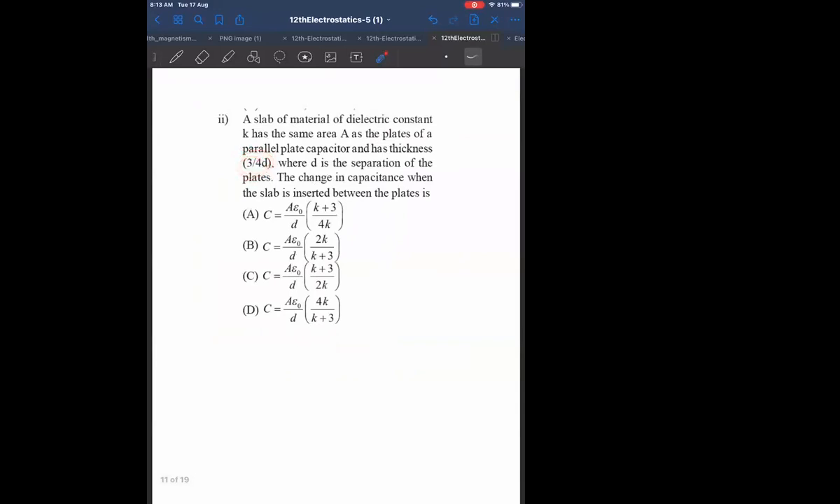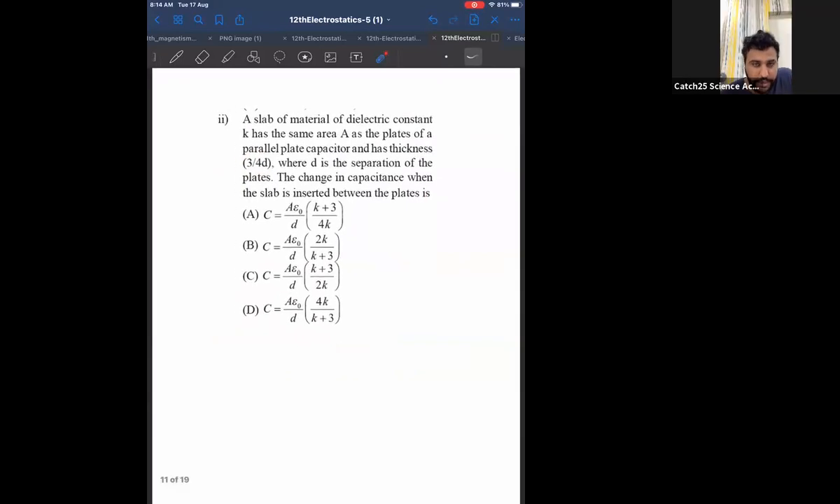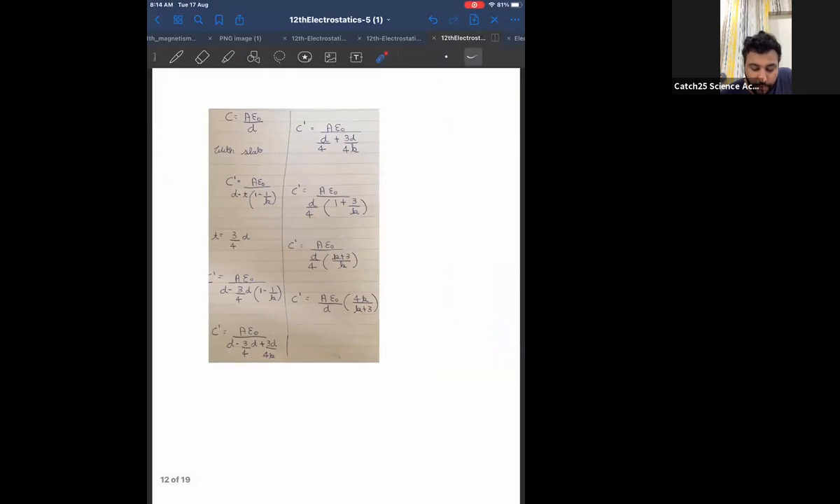Sir, shouldn't there be K in the formula? A K epsilon naught upon T. You can do that, but I'll tell you why. See here, you want to put K, you can put K, but first I will take the air capacitor. Now, what is the formula for an air capacitor?